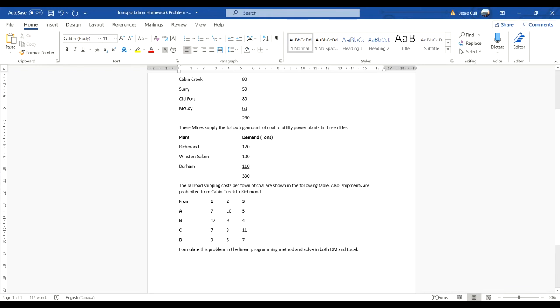The railroad shipping cost per ton for coal are shown in the following table. Also, shipments are prohibited from Cabin Creek to Richmond. So we have 7, 10, 5, 12, 9, 4, 7, 3, 11, 9, 5, 7.